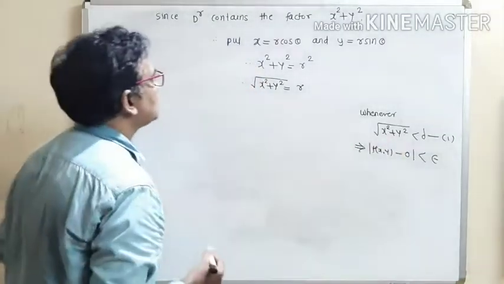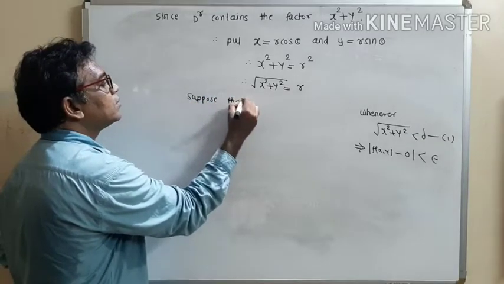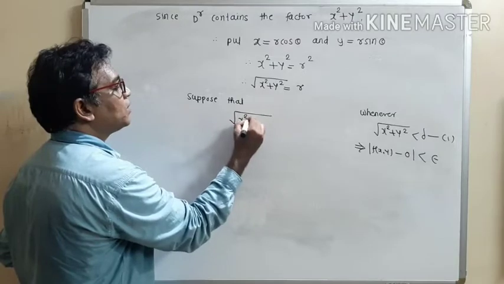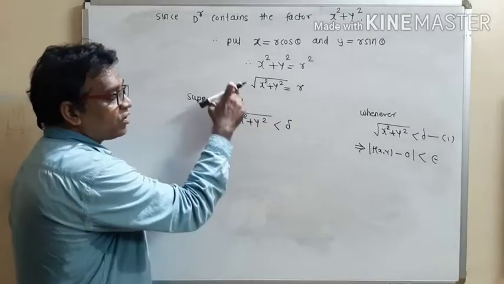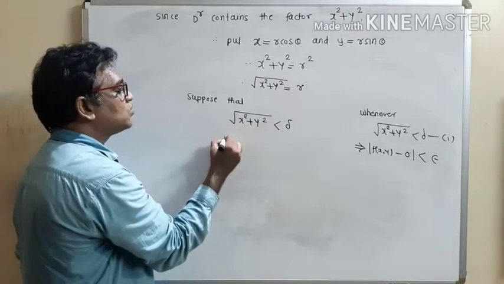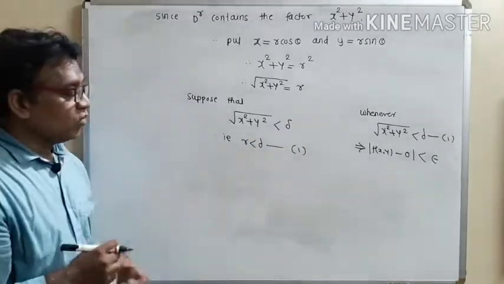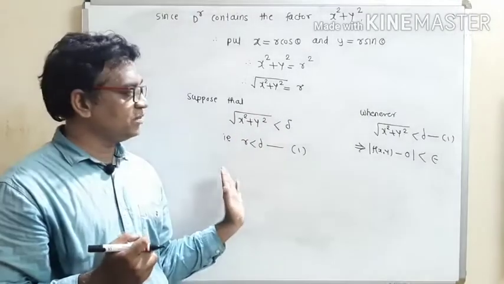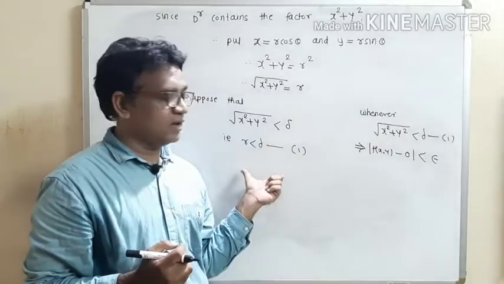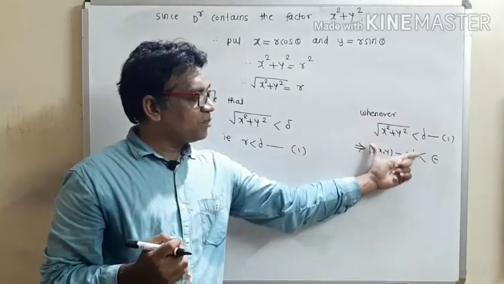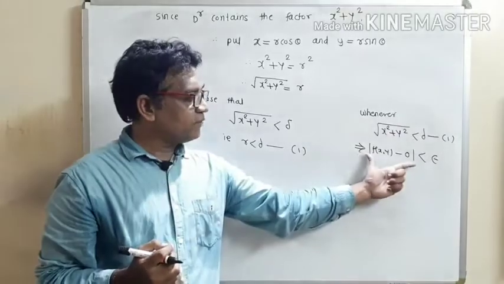So suppose this condition. Write down, suppose that under root x square plus y square is less than delta. The value of under root x square plus y square is r, so r is less than delta. This is our equation 1. These are equivalent equations. We have to use equation number 1 and find this modulus and show that its value will be less than epsilon. So just find this modulus now.